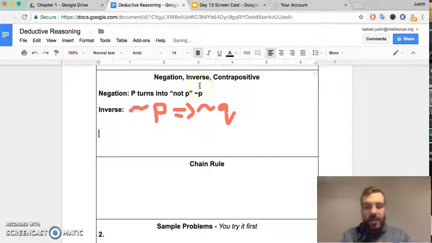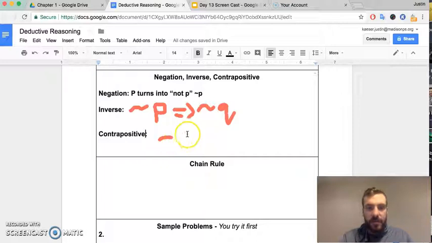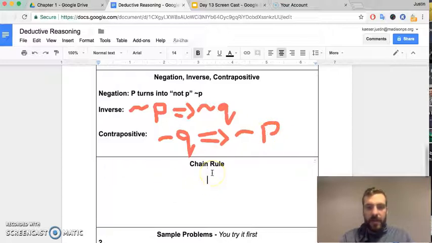And the last one is the contrapositive. That one we are taking the converse and making them both not. So we're literally just combining the inverse and the converse. So we have not Q leads to, if not Q, then not P. All right, so that's how the contrapositive works.